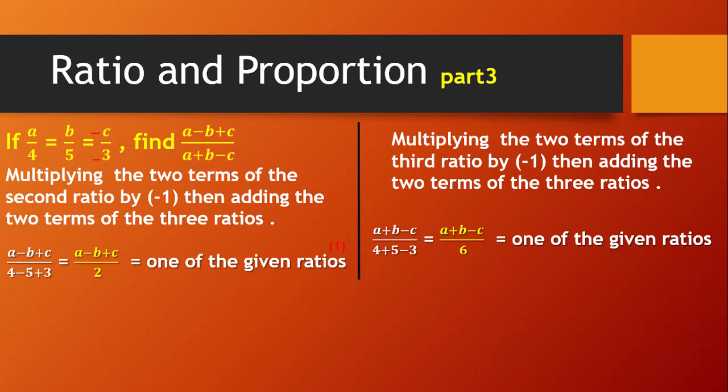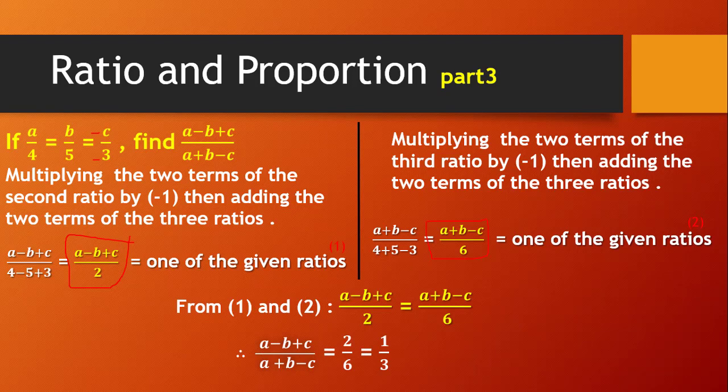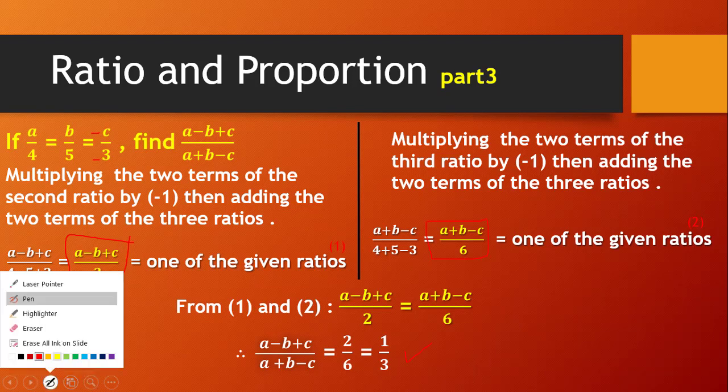So this is one of the given ratios and this is one of the given ratios, so they are equal. So I can write a minus b plus c over 2 equals a plus b minus c over 6. What do you want here? I want this over this. We said before, antecedent over antecedent equals consequent over consequent, so equals 2 over 6. 2 over 6 is the same as 1 over 3, and this is what you want. Okay, I want this value.